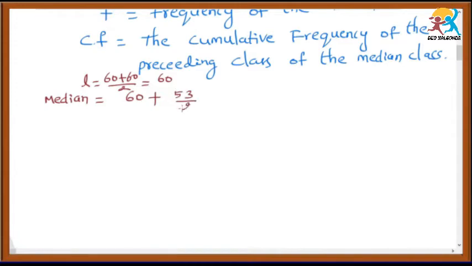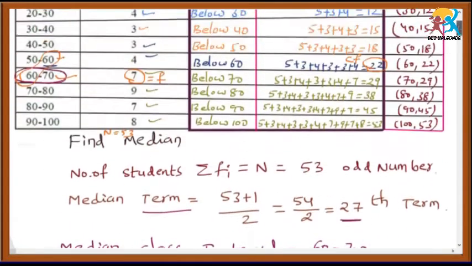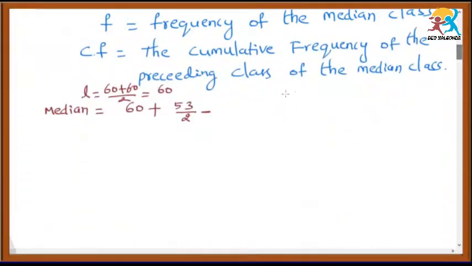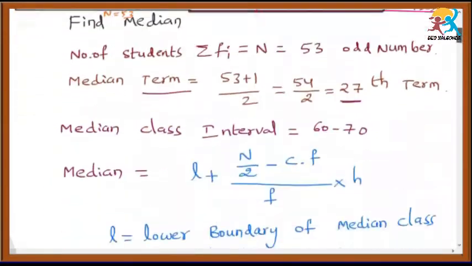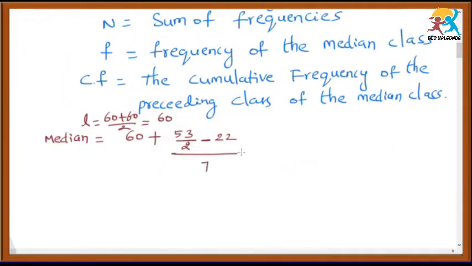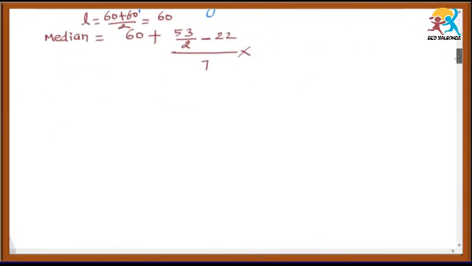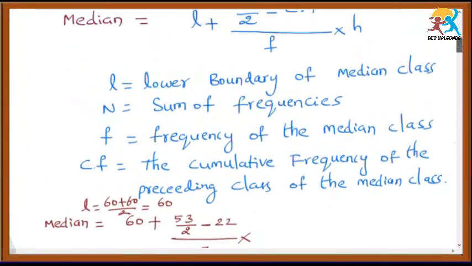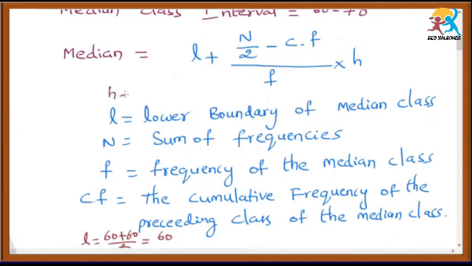(53 by 2) minus CF. What is CF? CF is 22 by F, the frequency of the median class, that is 7, into H. What is H? H is equal to the length of the class interval.